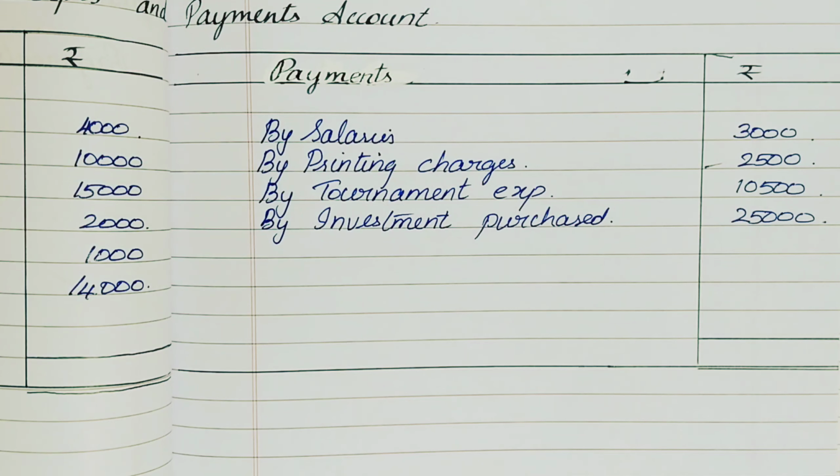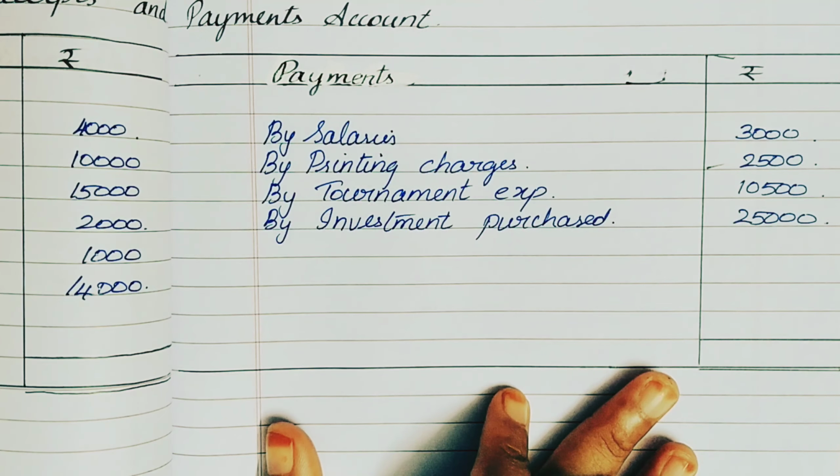So we've recorded all the items in the receipts and payments account irrespective of capital receipts or revenue receipts, capital payments or revenue payments. It's all recorded as one, common as receipt and payment. If it is received, it's on the receipt side. If it's a payment, it's going to come on the payment side.